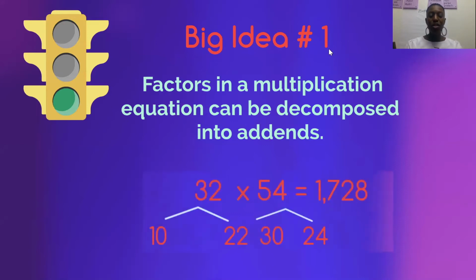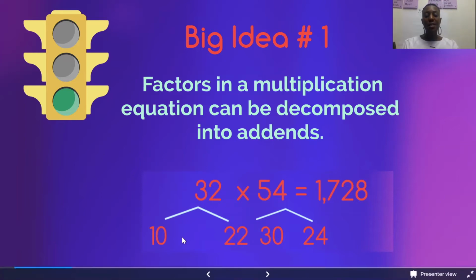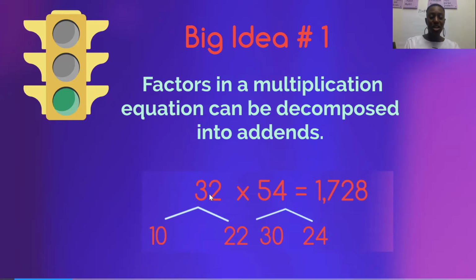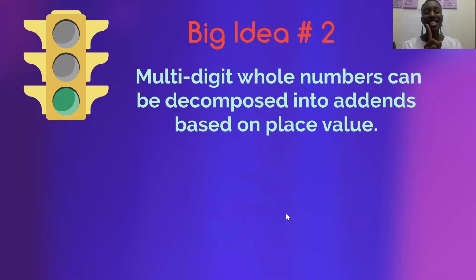Great, so we know that we can decompose factors into addends. Make sure to double check that when you decompose your addends here, they add back up to this factor. So 10 plus 22 equals 32. 30 plus 24 equals 54.